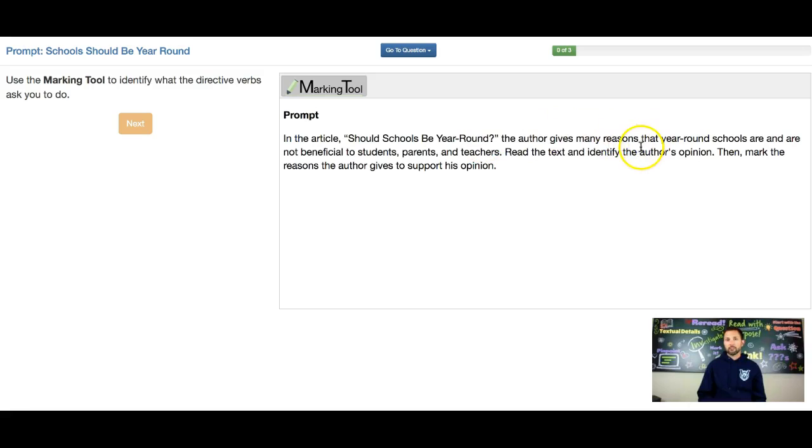The first directive verb is read, but I don't want to mark read. What I want to do is I want to mark what read tells me to do. So read what? You can ask yourself what. So read the text, okay, and identify what? Identify the author's opinion. Good. So I'm going to go ahead and mark those two.